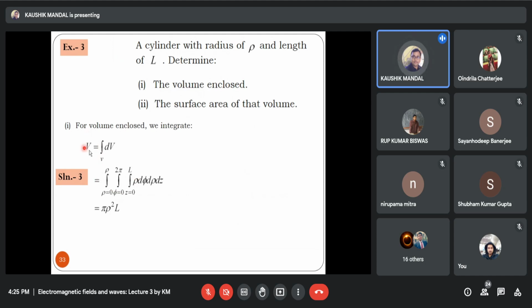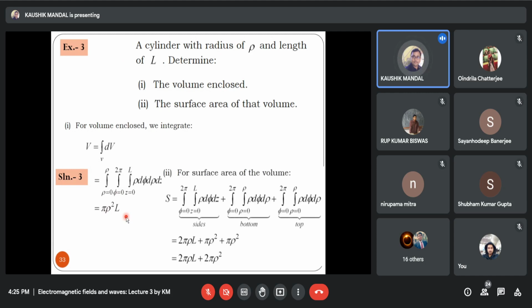So how can you find out the volume? That is the integration of dV. There are three coordinates: one is rho, another is phi, and another is z. What will be the limit of rho? The radius is given, so 0 to rho. What will be the limit of phi? Phi is the entire 360 degrees for a particular cylinder, 0 to 2 pi. The length of the cylinder is given, that is L. So what will be the limit of z? Z equals 0 to L. So if you solve this, it will be pi rho square L.